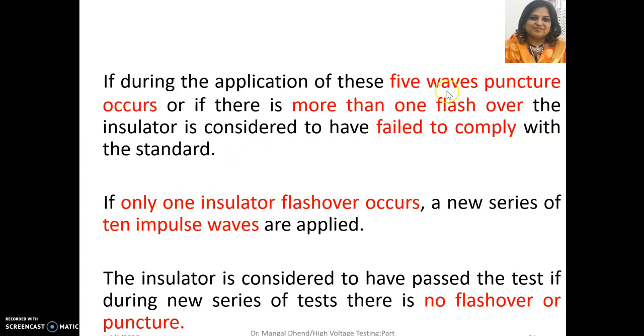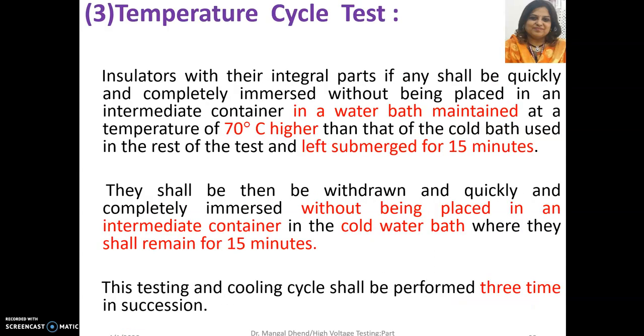Now during the 5 applications of the impulses, if more than one flashover occurs, then you can say it has failed to comply with the standard. If only one flashover occurs, then you have to apply a series of 10 impulses again. Now not 5 times but 10 impulse waves you have to apply, and during these 10 impulses there should not be a flashover even a single time. Then only you can accept the test.